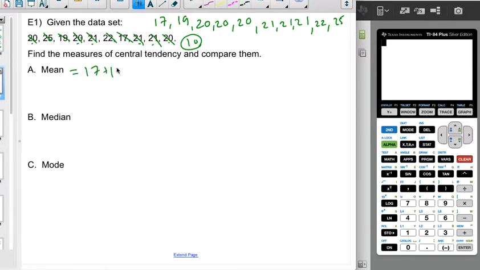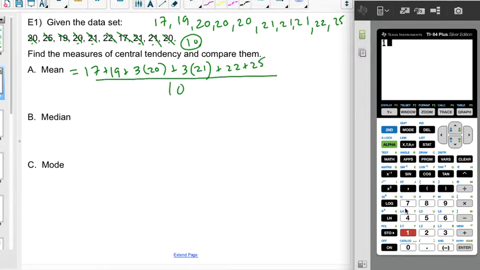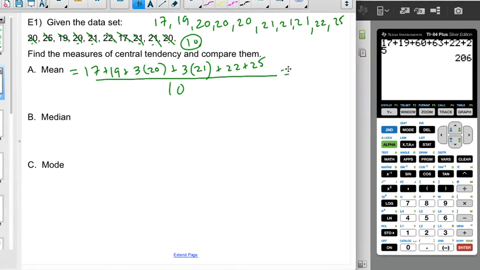So 17 plus 19 plus, I'm pretty lazy, I'm just going to say 20 times 3, plus I see that there's 3 of the 21s, plus a 22, plus a 25. And I'm going to divide by the 10 total numbers, right? And I'm lazy enough that I'm going to type this in my calculator. So 17 plus 19 plus 60 plus 63 plus 22 plus 25. All right, I'm going to get that that's a 206 over 10, or a 20.6.